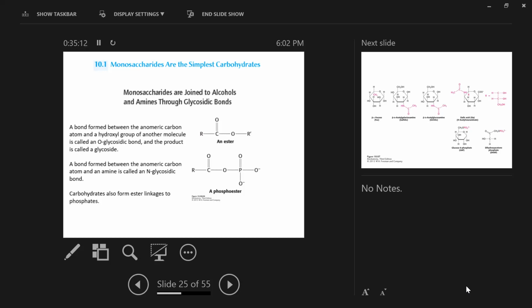And then what we'll see in glycolysis is you can have a phosphoester, where a phosphate is added to the sugars, like glucose 6-phosphate and fructose 1,6-bisphosphate.